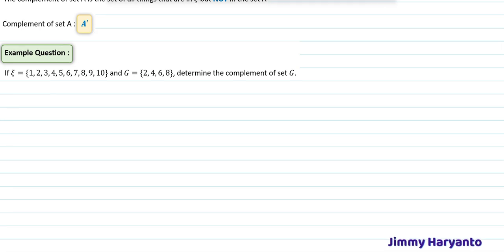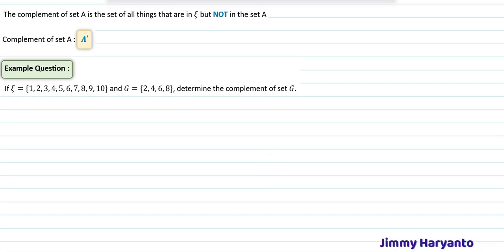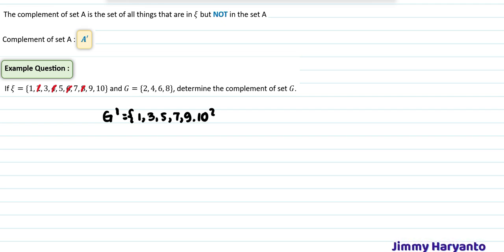Example question: if the universal set is 1, 2, 3, 4, 5, 6, 7, 8, 9, 10, and we have the set G is 2, 4, 6, 8, determine the complement of set G. So the complement of set G will be the ones that are not 2, not 4, not 6, and not 8. That means the complement of G will be 1, 3, 5, 7, 9, and 10. So this is how you determine the elements of a complement set.